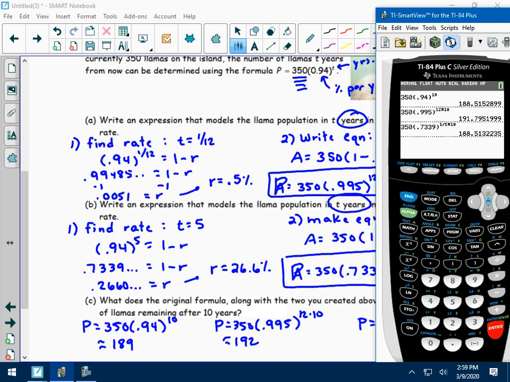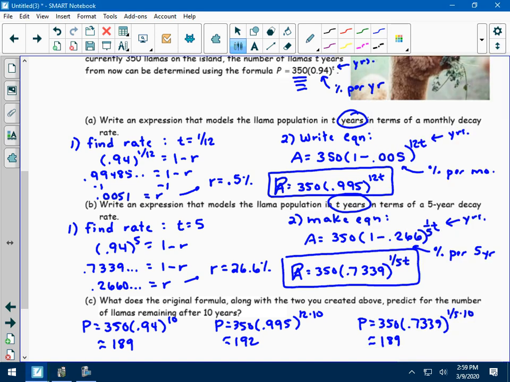So all these give me very close answers. And technically they should be exactly the same. Can you think why they're not the same? Because of rounding. We rounded these percentages each time. But you can tell they are very close because all of these should be equivalent equations. They're modeling the same situation, just with different percent unit times.